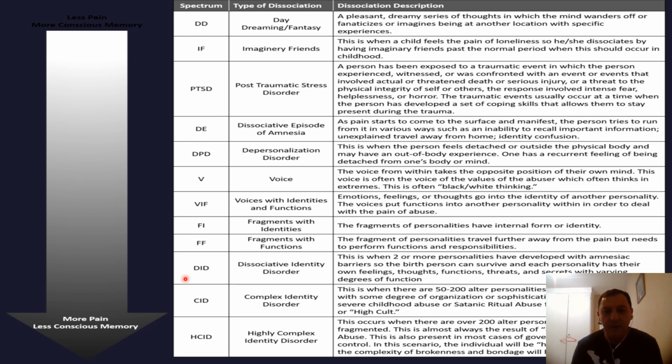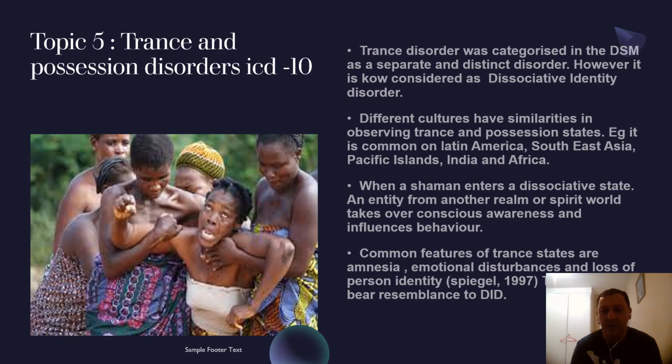So most of the time we might experience or deal with people that have DID. The extreme cases occur when there are over 200 alter personalities that are polyfragmented. This is almost always as a result of high cult or satanic ritual abuse. This is also present in most cases of government-sponsored mind control. In this scenario, the individual will be highly structured, meaning the complexity of brokenness and the bondage will be excessive. So this slide, I got it from Bride Ministries. So I give credit where credit is due.